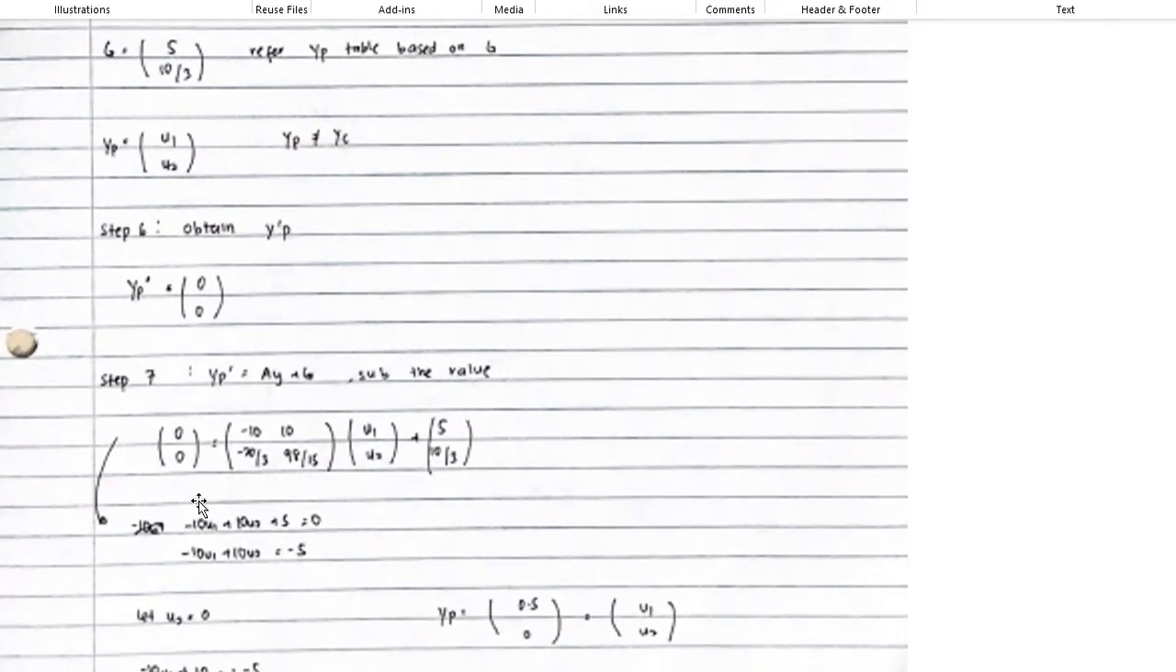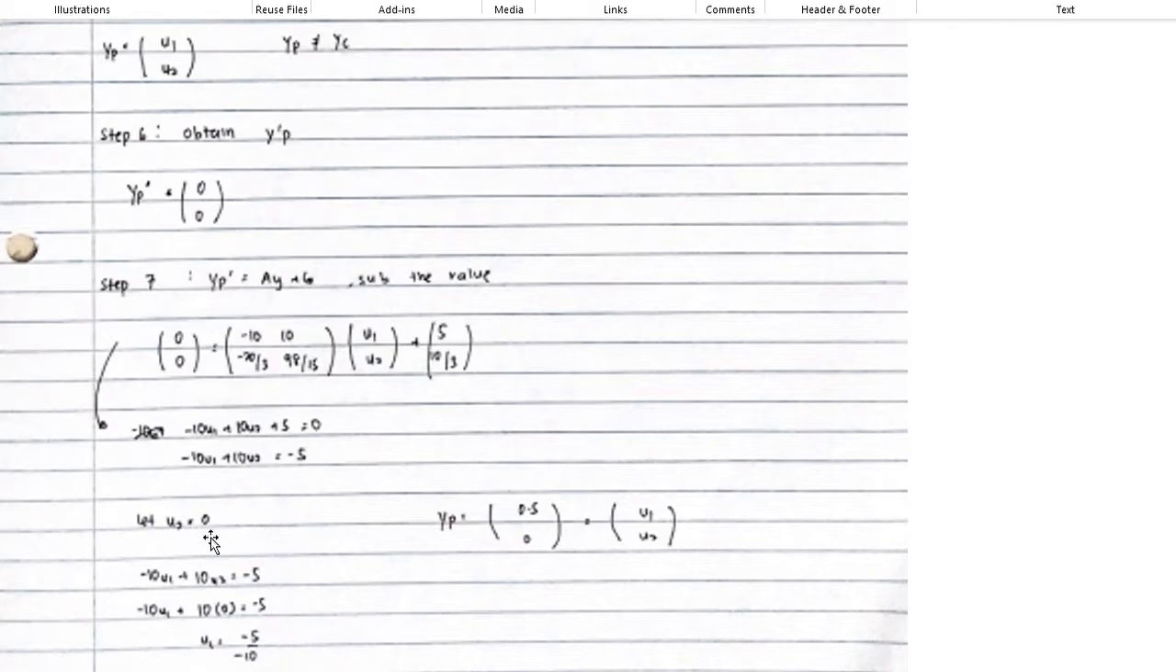Then after we sub the value, we do the product, the multiplication in matrix form. Negative 5 times u1 plus 10 u2 plus 5 equal to 0. The 0 we get from YP prime. For this part, I take from the upper row. The lower one I didn't take. Actually, if we take it, we get the same answer.